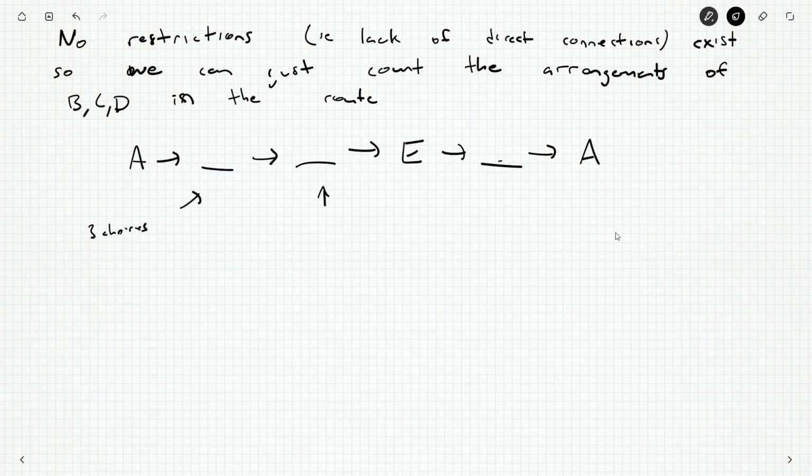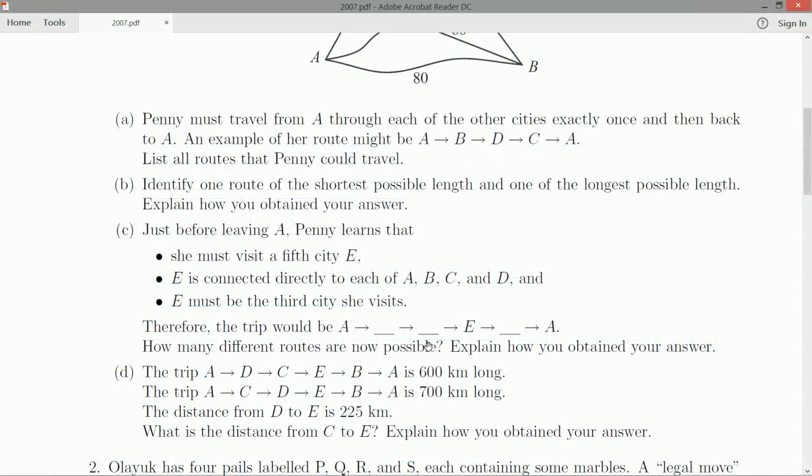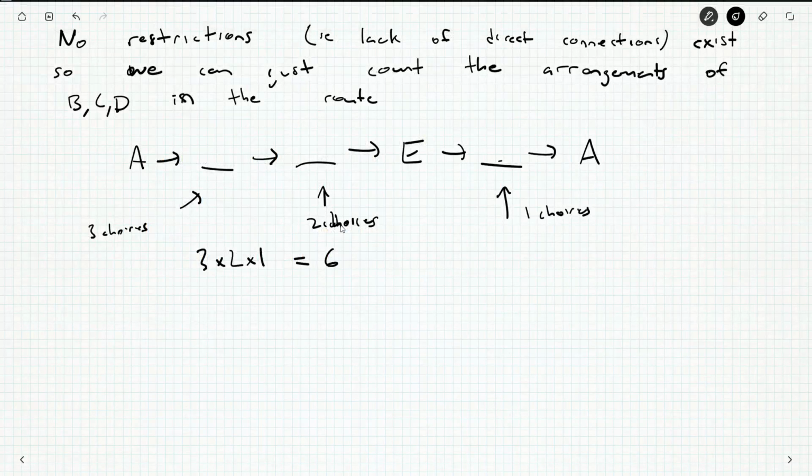3 choices for this one, 2 choices. On the actual contest, I would write it up basically how I wrote it up with E, but I'm not going to waste your time or mine right now. 3 times 2 times 1 equals 6. They did ask for the number this time and not the list, right? How many different routes are possible? And I explained how I got my answer, clearly labeled. Picture with the 3 choices, 2 choices, 1 choice. We're all set.